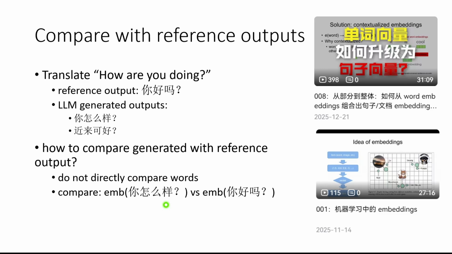If you're interested, you can refer to video number 1, which talks about what embeddings mean in machine learning. And we also talk about how we form sentence embeddings in machine learning in video number 8. Once we have these embeddings for the reference output and the generated outputs, we can compare the embeddings to see how similar they are. If they are very similar, then we can say that the LLM generated good results.